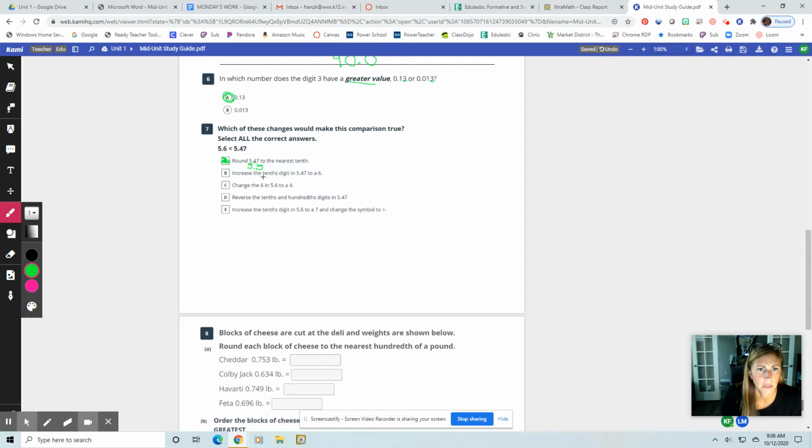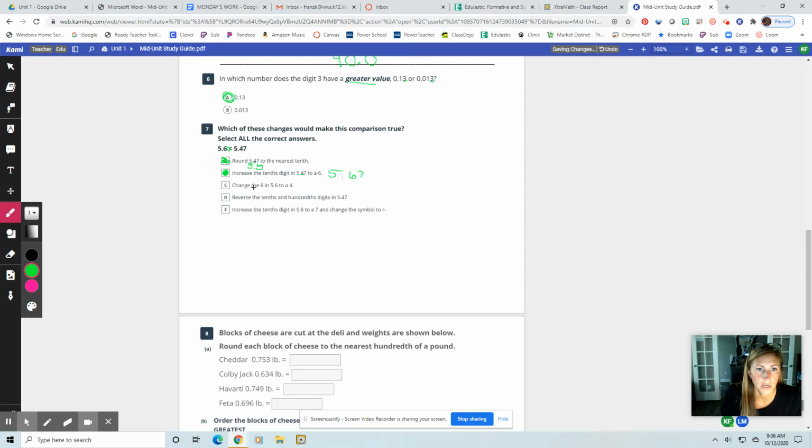What about this next one? Increase the tenths digit to, okay, so tenths right there to a 6. So then we'd have 5 and 67. Okay, so we just changed that number. Would this still be true? So if we had 5 and 67, would this one be less? Yep, because that's technically like a 0 there. So this one's true as well.